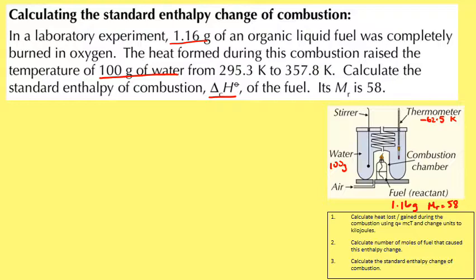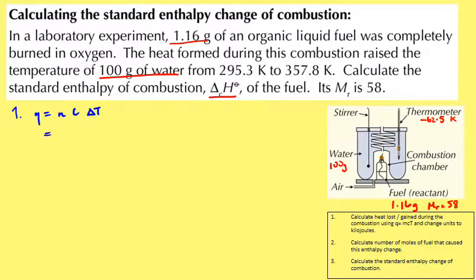Let's refer again to our 3 steps. That's our 3 steps to help us get to the standard enthalpy change of combustion. So let's go through those 3 steps first. Firstly, we're going to calculate the heat gained in this case. So the heat gained is going to be Q, step 1, Q equals mc delta T.